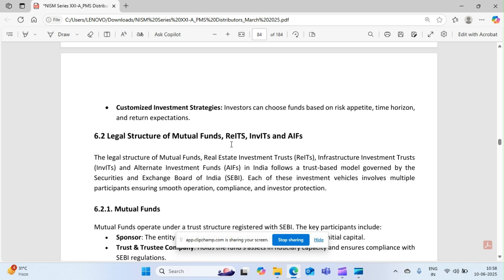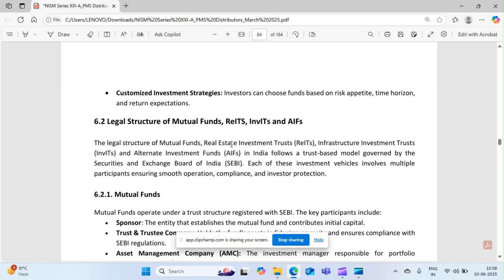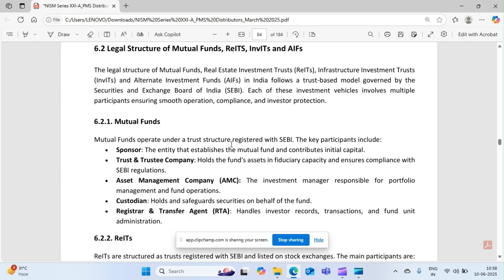One thing that we need to know is that mutual funds are one size fits all. If you buy one scheme of a fund, it is the same for everyone. But AIF is not like that. AIF is very customized. So there is a difference between AIF and mutual fund here that we need to know. What is the legal structure of all these entities? The point that I was telling you earlier.